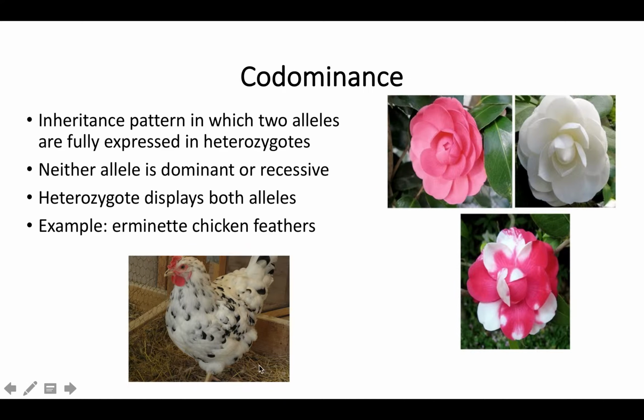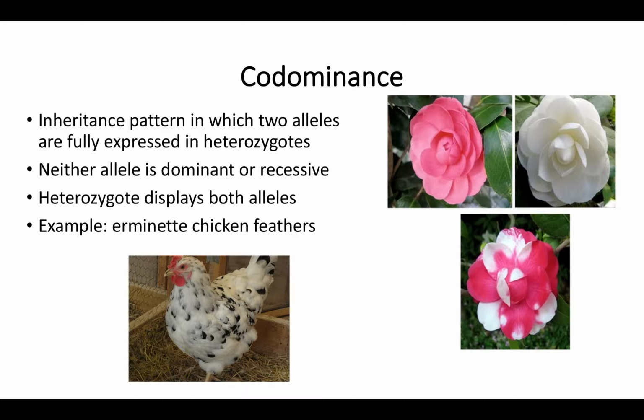So for example, this chicken is called an erminette chicken, and it has both black and white coloration. Its parents, one parent was white and one parent was black. And rather than it being a gray color, which would be an incomplete dominance, or either the white or the black dominating, both the black and white are expressed. Here's another sample showing you codominance. These are the parents, and the offspring ends up expressing both the red and the white coloration. Often with codominance, there's spots or there's some kind of spotty coloration.